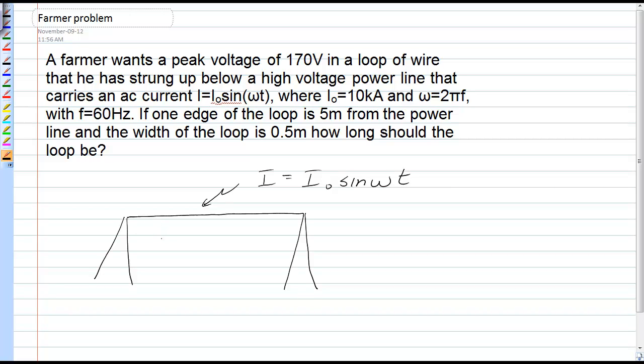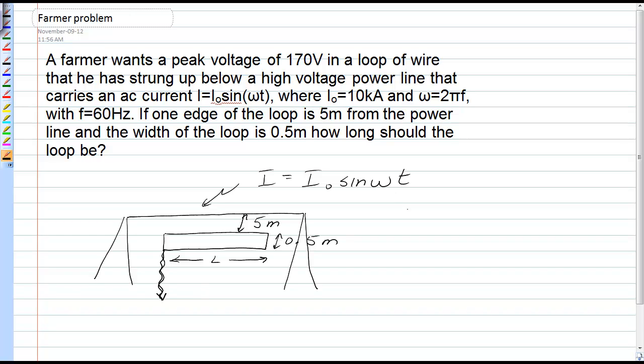Now below this high voltage wire, the farmer strings his loop. And the width of his loop is 0.5 meters. And the distance from the wire to one edge of the loop is 5 meters. And it's this length of the loop that we're trying to find. So the farmer would then take the electricity from this loop to his house.